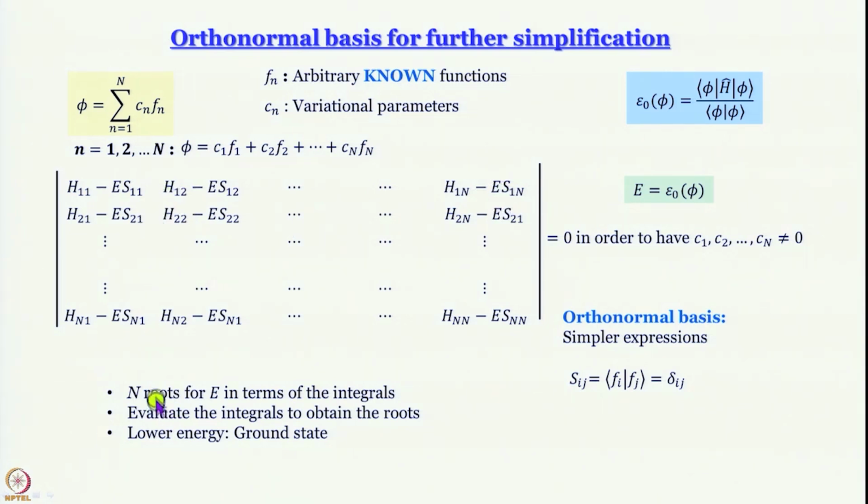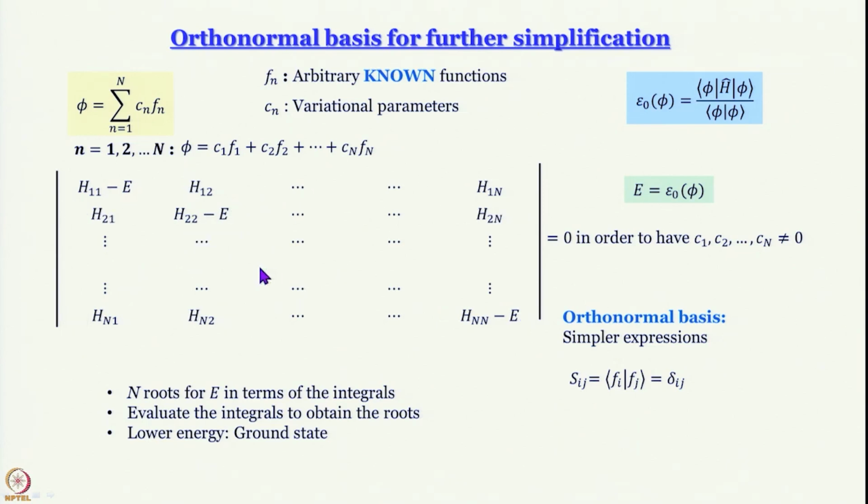When you go from top to bottom in the first column, all these second terms vanish because they are of Sij type. The 2,2 term, what happens there? S22 is equal to 1, so you get H22 minus E. So what we see is that the diagonal elements are all like Hii minus E, off diagonal elements are all Hij, Hji, that kind of thing.